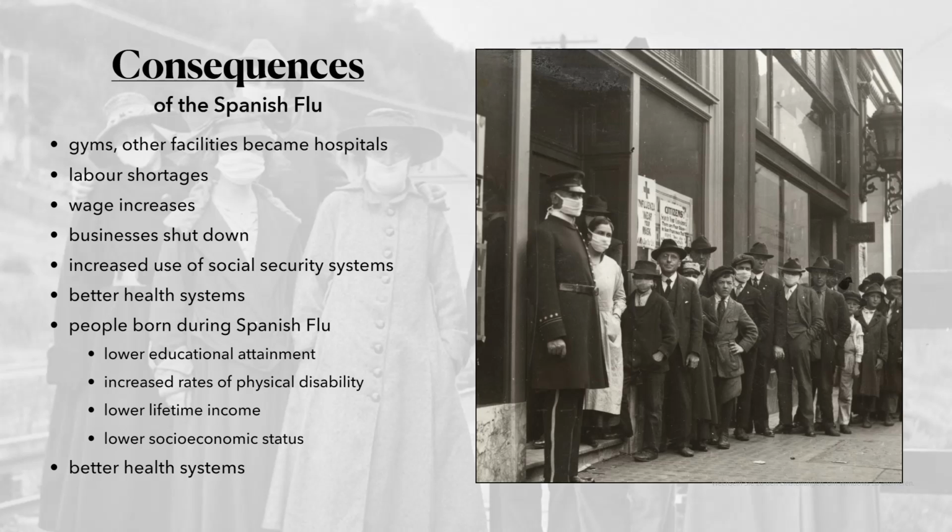Employers used social security systems more and more, and afterwards, research has shown that people who were born in the time of the Spanish flu got many disadvantages in life. They had lower educational attainment by adulthood, experienced increased rates of physical disability, enjoyed lower lifetime income, and a lower socioeconomic status than those born immediately before and after the flu pandemic. Another consequence from the Spanish flu was that health systems got better.